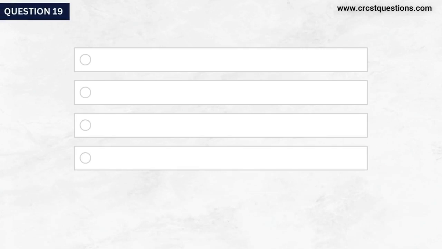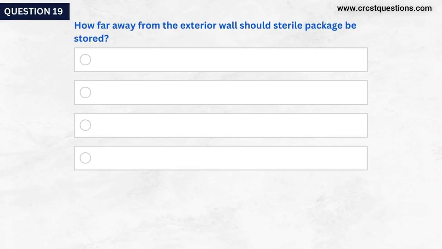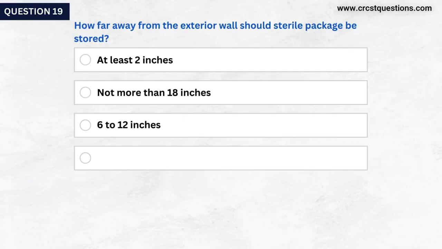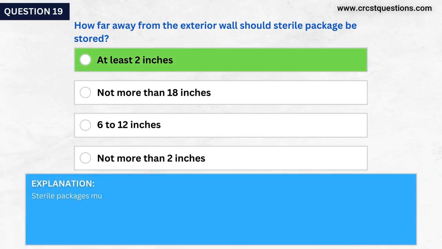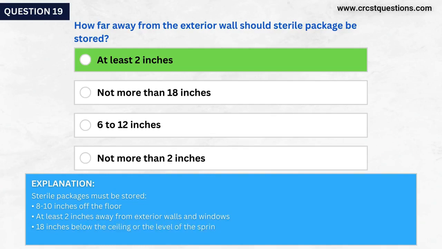Question 19. How far away from the exterior wall should sterile packages be stored? At least 2 inches, not more than 18 inches, 6 to 12 inches, not more than 2 inches. The correct answer is at least 2 inches. Explanation: sterile packages must be stored 8–10 inches off the floor, at least 2 inches away from exterior walls and windows, 18 inches below the ceiling or the level of the sprinkler head, away from heavy traffic.